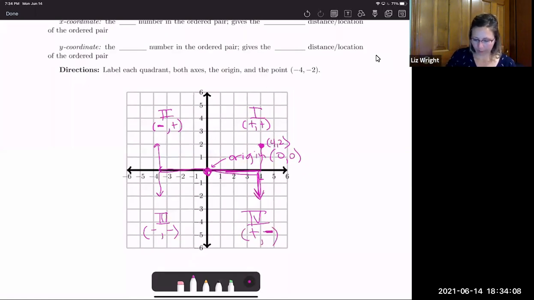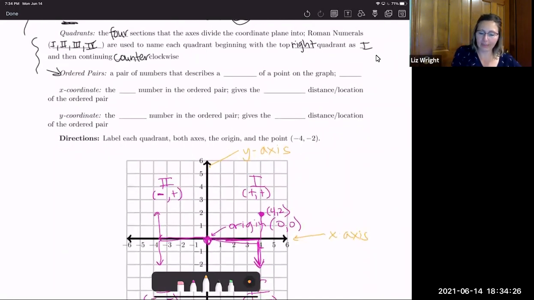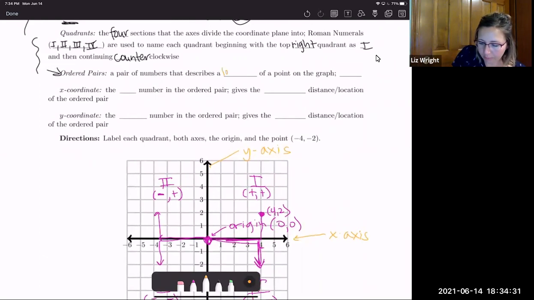What else do we need to label on here? We need to label that this horizontal axis is our x-axis, and then our vertical one is our y-axis. Then let's go up and talk more about our definition of an ordered pair. It's a pair of numbers that describes the location of a point on the graph, and it gives it in the order of (x, y), where x and y can be positive or negative.